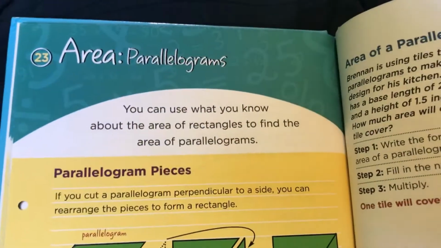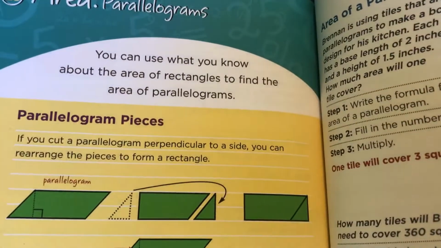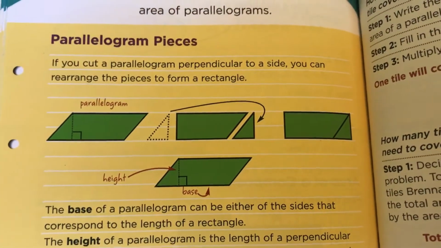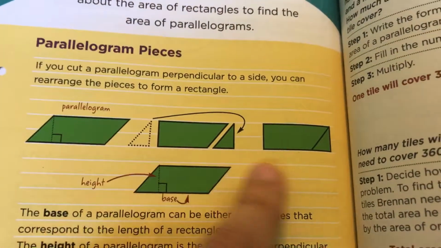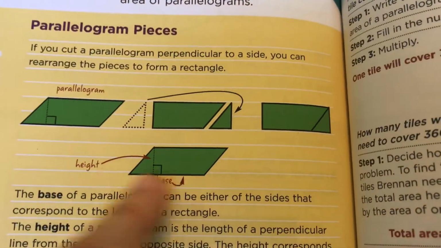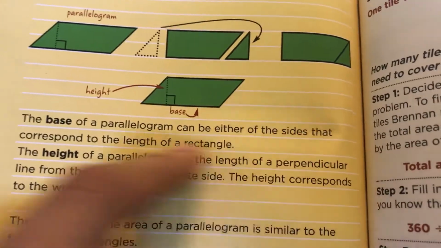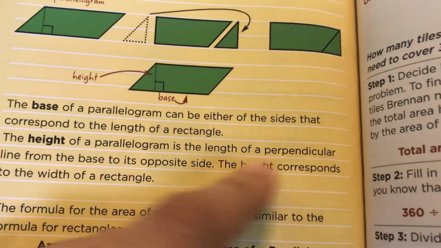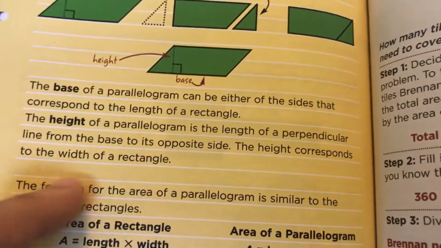23. Area of parallelograms. You can use what you know about the area of rectangles to find areas of parallelograms. If you cut a parallelogram perpendicular to a side, you can rearrange the pieces to form a rectangle. So that's base, height. The base of a parallelogram can be either of the sides that correspond to the length of a rectangle. The height of a parallelogram is the length of a perpendicular line from the base to its opposite side. The height corresponds to the width of a rectangle.